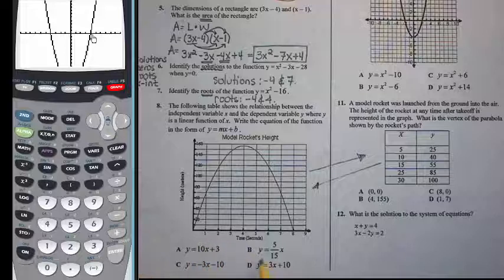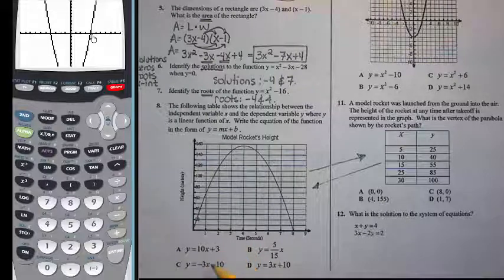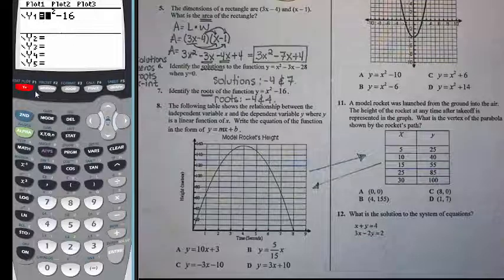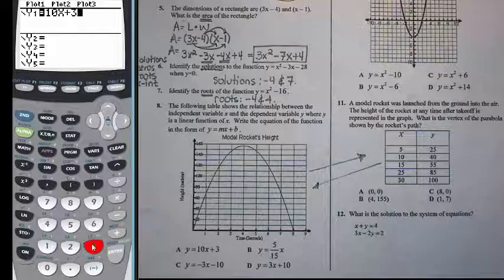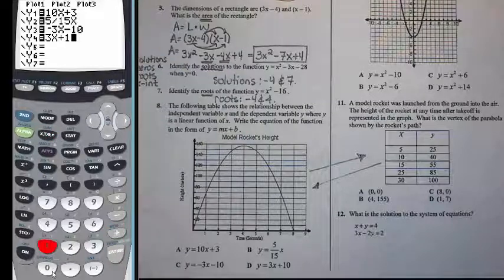If you notice, all the multiple choices have the y alone. And please remember, if you have a table and you see these equations with the y alone, that means the calculator will help you. What you can do is press the y button and clear. Let's enter these in the order that they appear. Letter A is y1, so it would be 10x plus 3. Enter. Then it would be 5 divided by 15x. Enter. Then it would be negative 3x minus 10. Enter. And then we're going to have 3x plus 10.